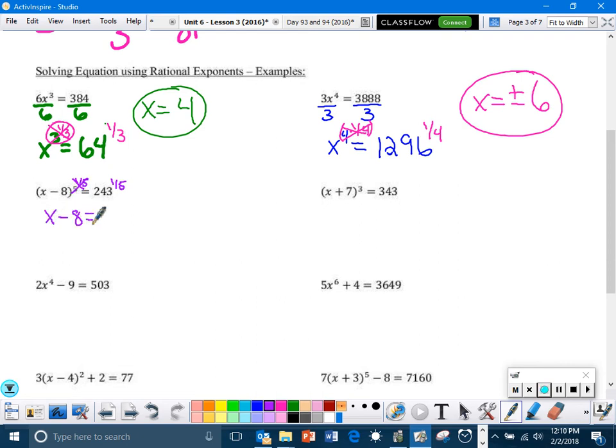Now again, 5 is an odd exponent, so we do not need to worry about having two answers. This one only has one answer. Okay, and 243 to the 1/5 power is 3. Now add 8, and so our answer is 11. That's it.